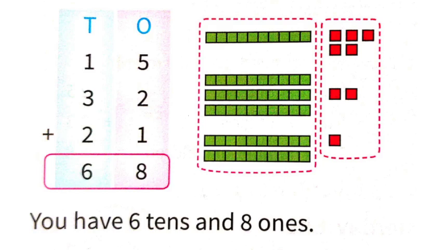Step 1. Add the ones. 5 ones plus 2 ones plus 1 one equals 8 ones. Write 8 in the ones column. Step 2. Add the tens. 1 ten plus 3 tens plus 2 tens equals 6 tens. Write 6 in the tens column. You have 6 tens and 8 ones, so the answer is 68.